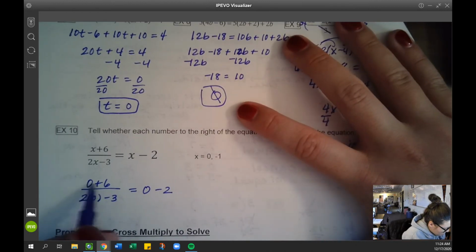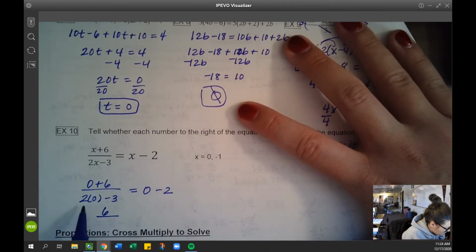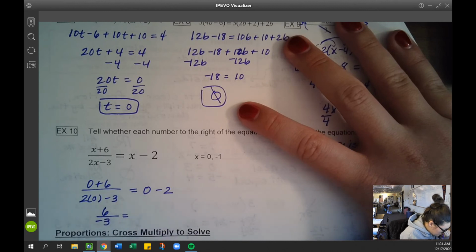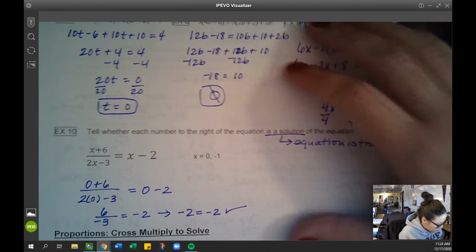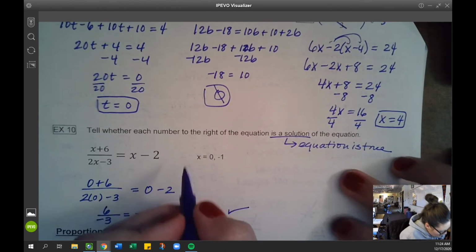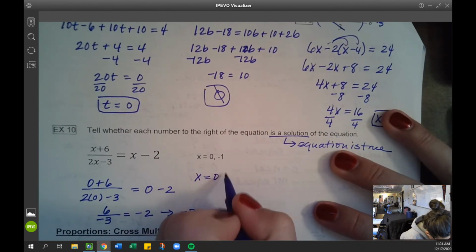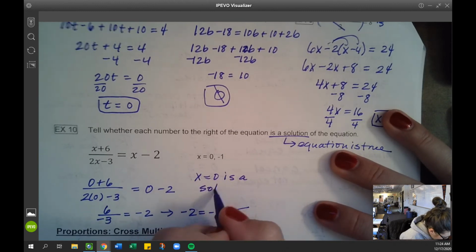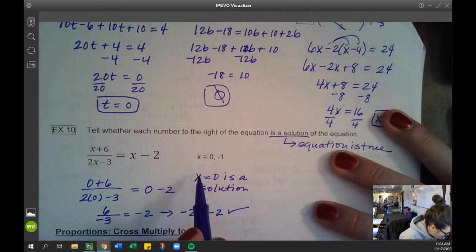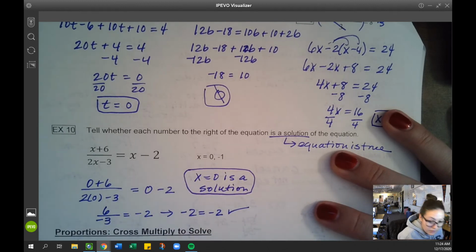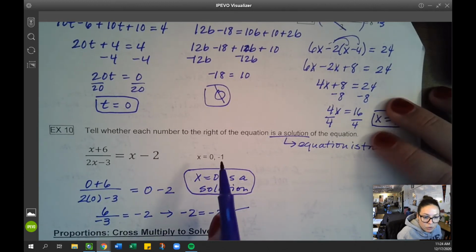So on the top, 0 plus 6 gives me 6. 2 times 0 is 0, minus 3 is -3. And 0 minus 2 is -2. And 6 divided by -3 is -2. So that is true. That works out. So that means x equals 0 is a solution. It is a solution.